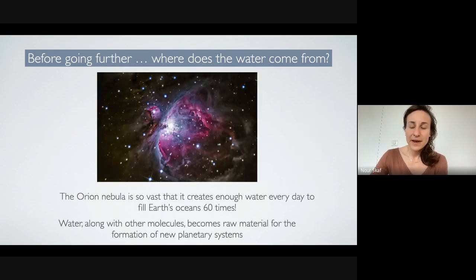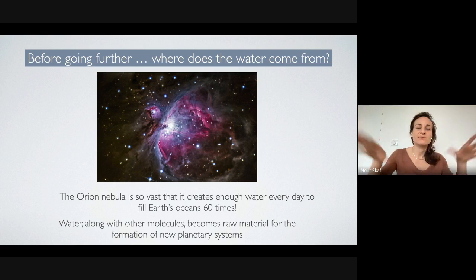Here's an example of the Orion Nebula, which is in the Orion constellation. Something that blows my mind every time is that it's so vast, so big. I should describe it first. A nebula is like a big cloud of gas.